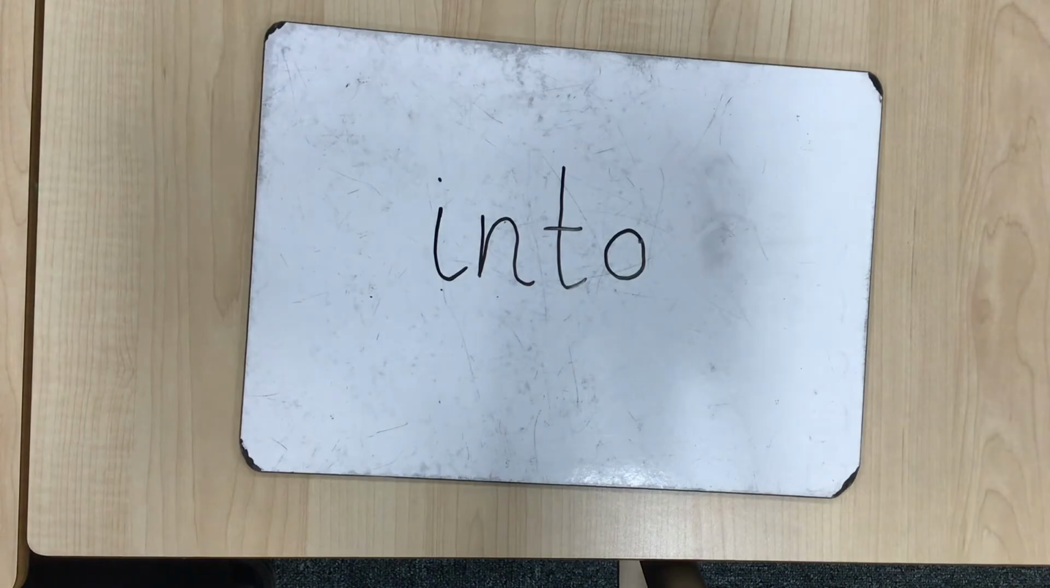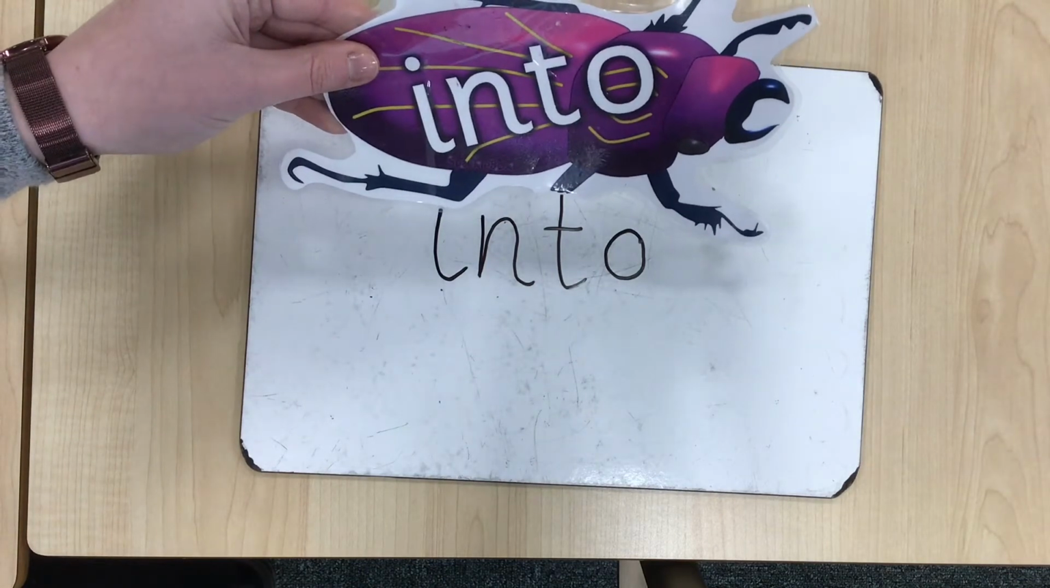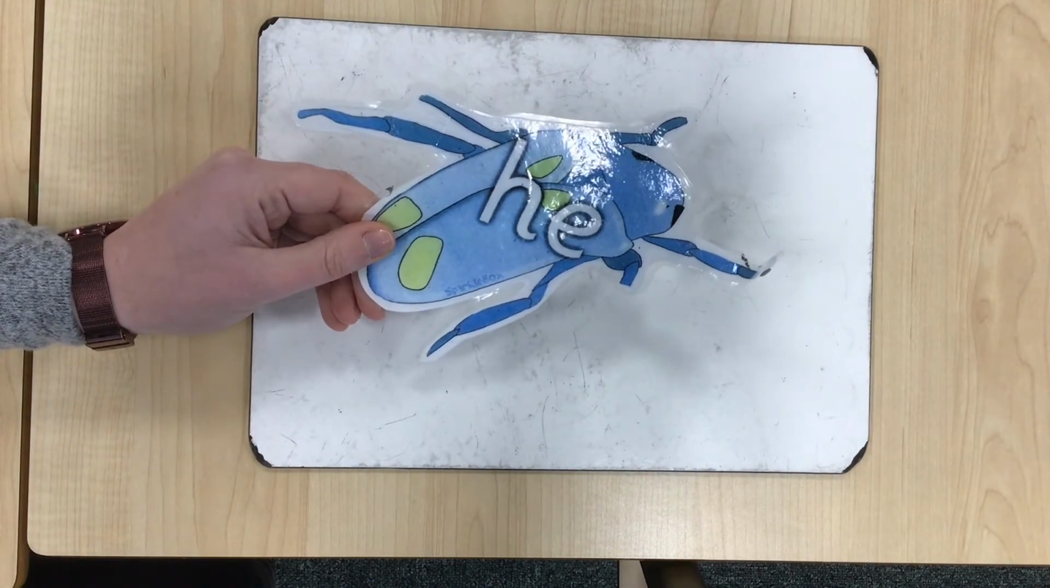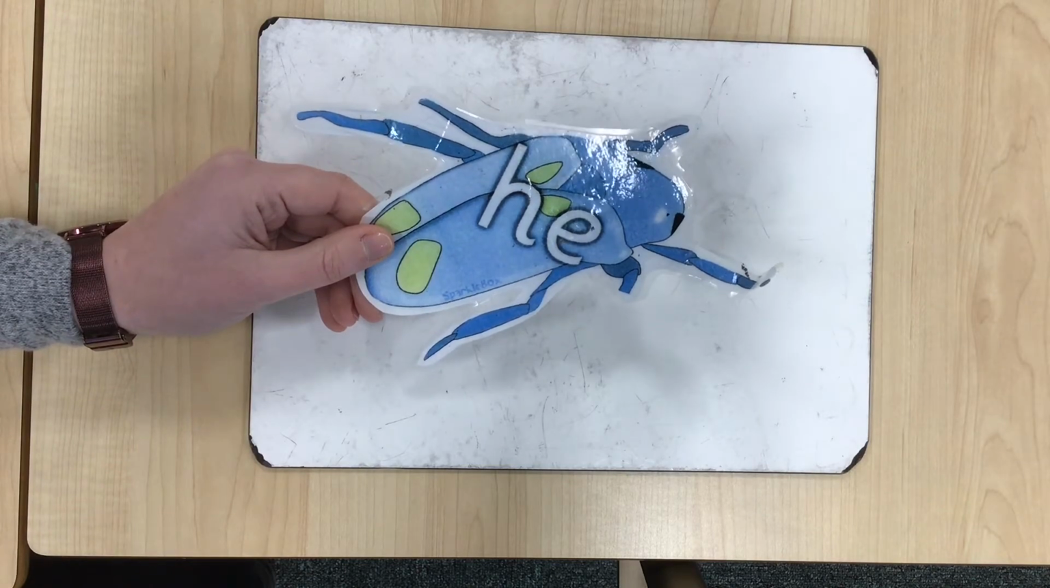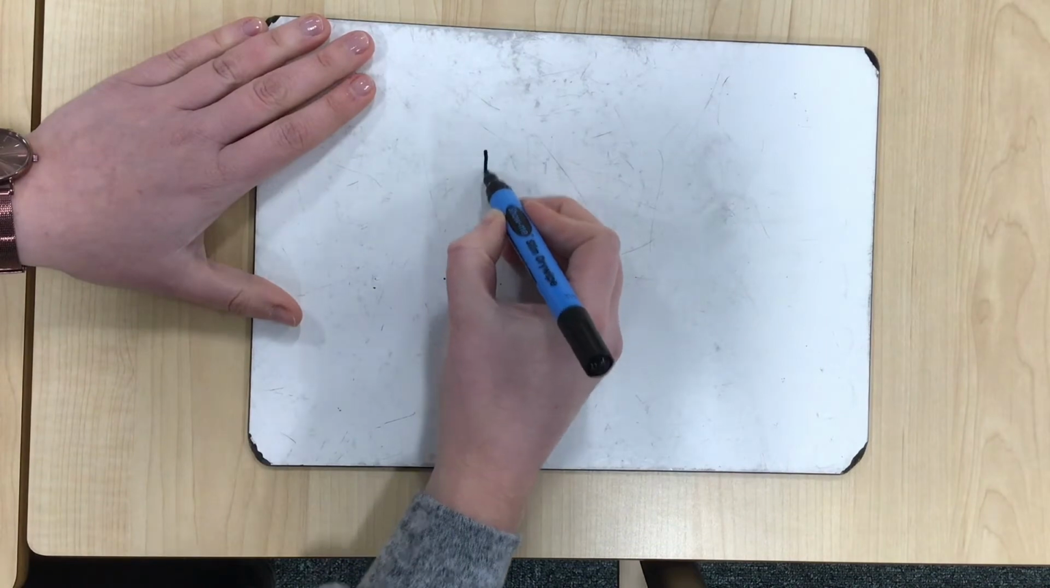Okay, let's check to see if we got it right. Yay! Okay, let's move on to number 2. What's this one? That's right, it's he. The E is tricking us. It's making an E sound. Have a go at writing it.